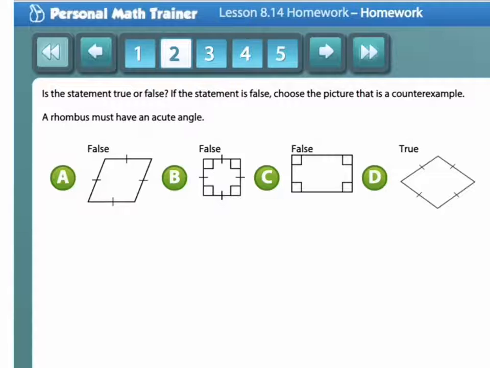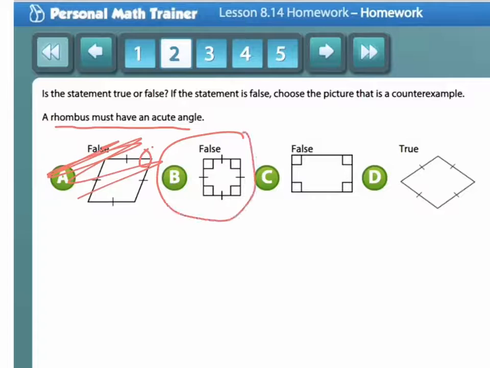Again, we're looking for a counterexample if it's false, or all of them will be true if it's true. So the question is, a rhombus has to have at least one acute angle. Remember, rhombuses are shapes that have all four sides congruent or the same, and it has to have at least one congruent angle. So this is a rhombus. It has a congruent angle, so that would make the statement true. So that doesn't apply. It's not a counterexample.